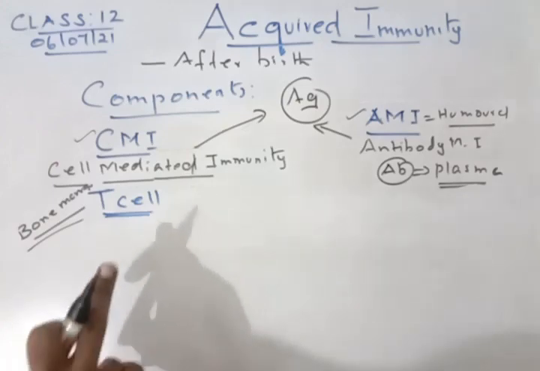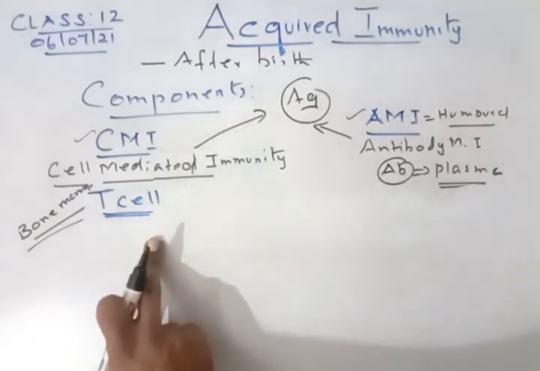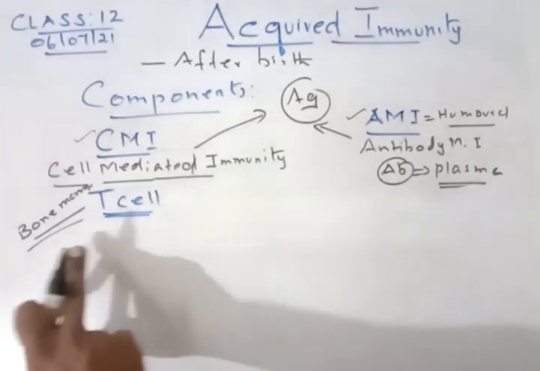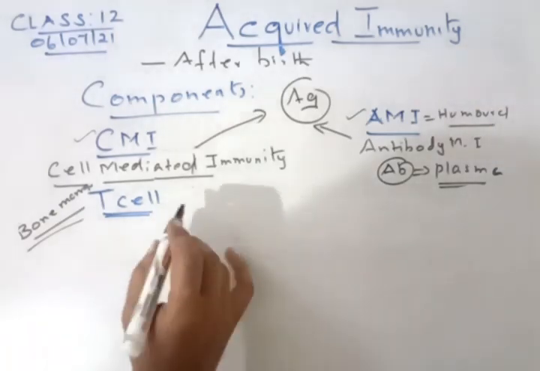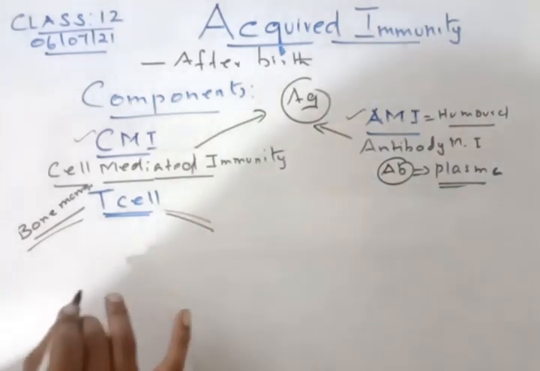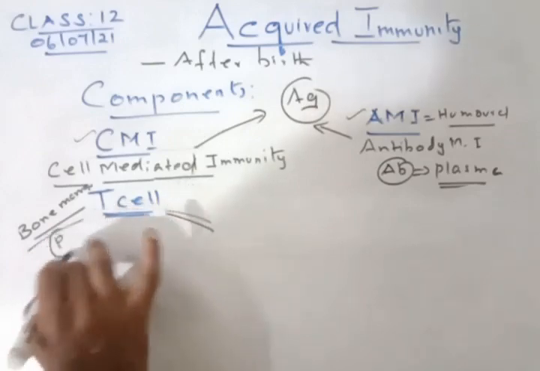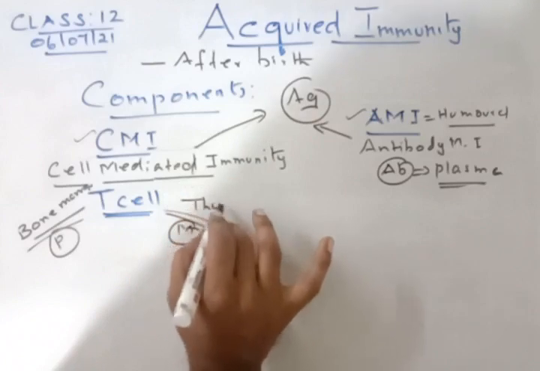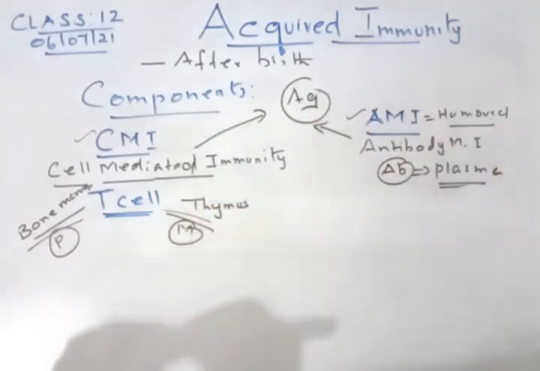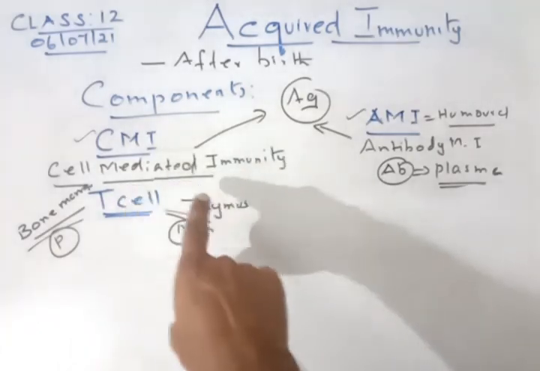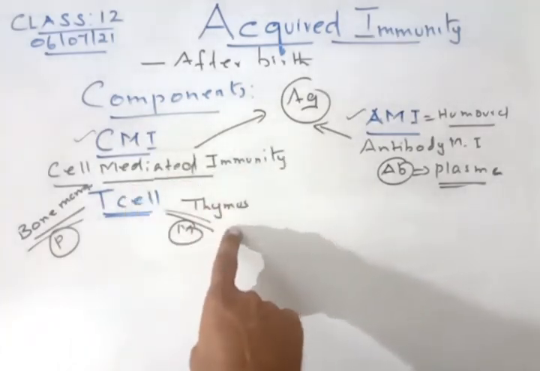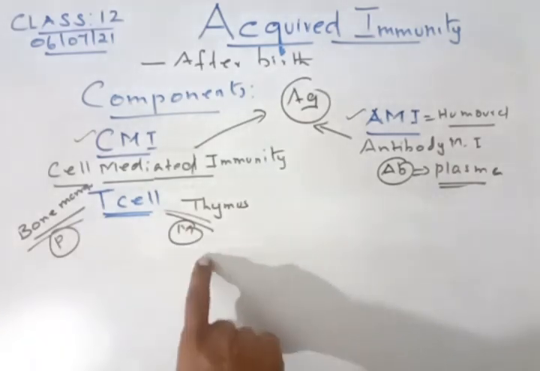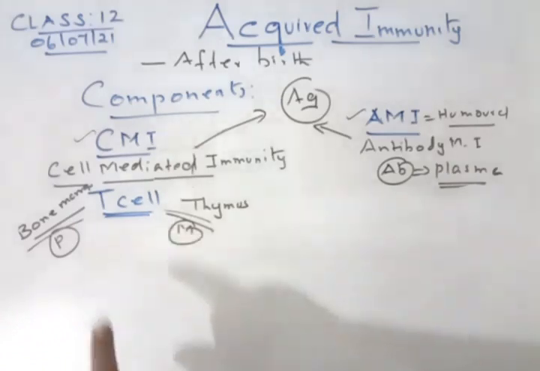Now the cell mediated immunity is done by T cells, and the T cells are produced in the bone marrow. But the T cell cannot mature in the bone marrow. So production is in the bone marrow and maturation is in the organ called thymus. Since the T cells mature in the thymus, they have the name T for thymus. That is about the T cells.